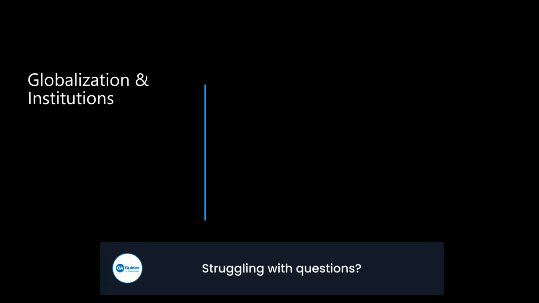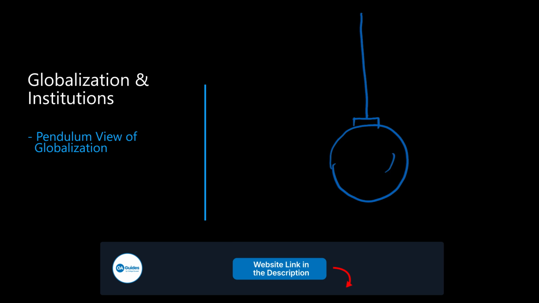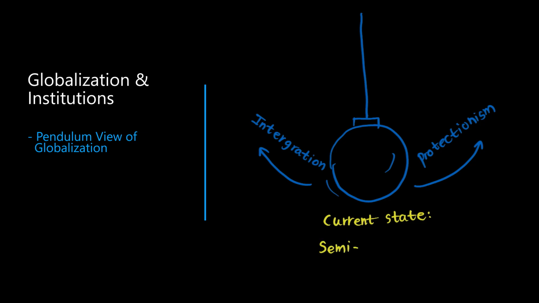Now, let's talk about the idea of globalization. The most useful way to understand it for your exam is the pendulum view. This view suggests that globalization isn't a one-way street. It's a pendulum that swings between more economic integration and more protectionism. After World War II, the pendulum swung hard towards integration, but events like the 2008 financial crisis, Brexit, and recent trade disputes are pushing the pendulum back a bit, leading to a state of semi-globalization where we're more connected than in the past, but barriers are rising again.